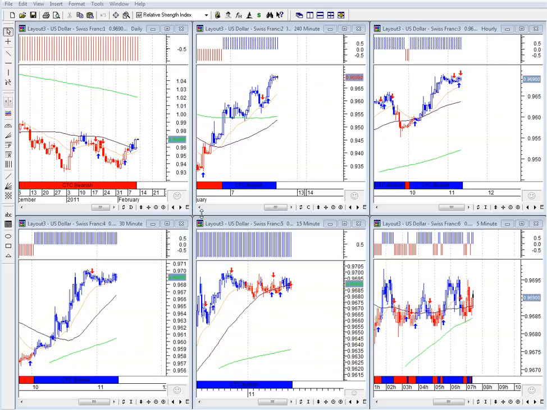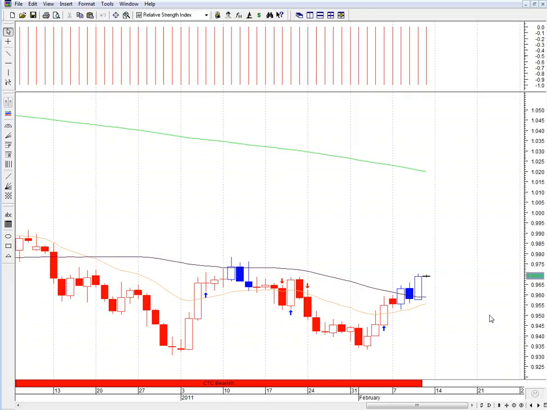Okay, we're moving on to the US dollar against the Swiss franc for the 11th of February 2011 for majors analysis. Let's have a look at the daily time frame.